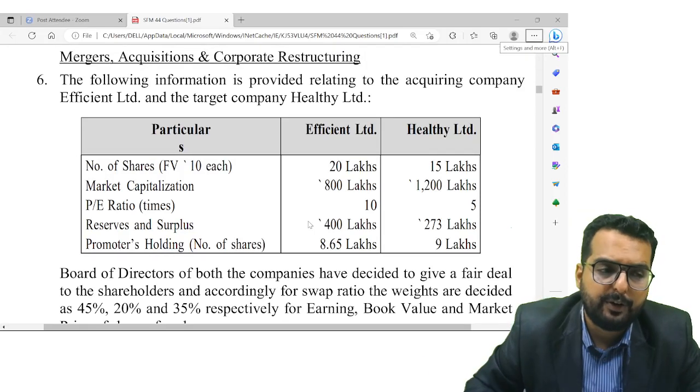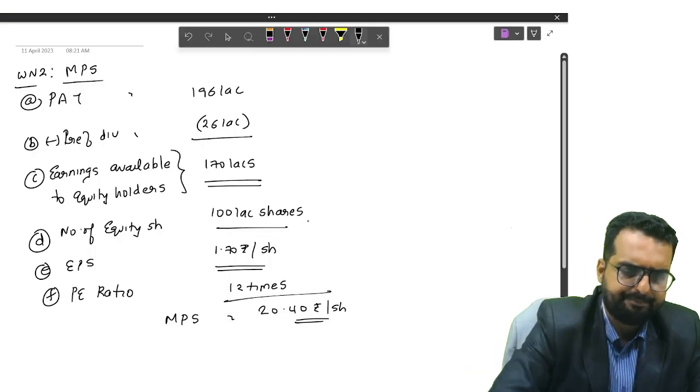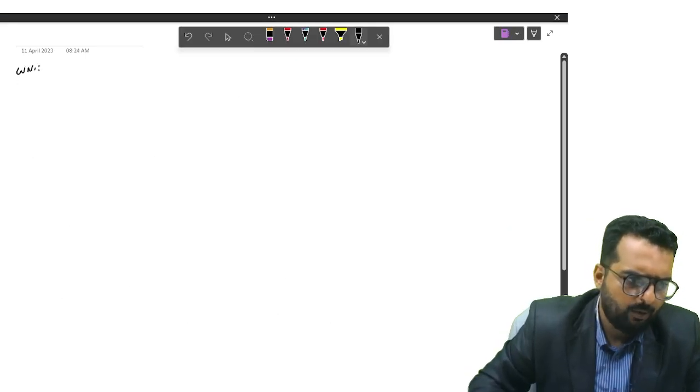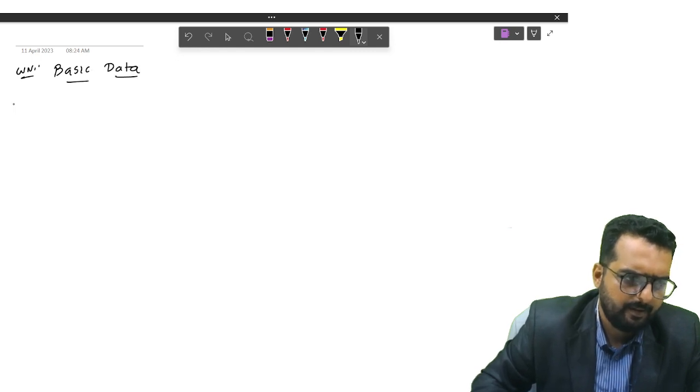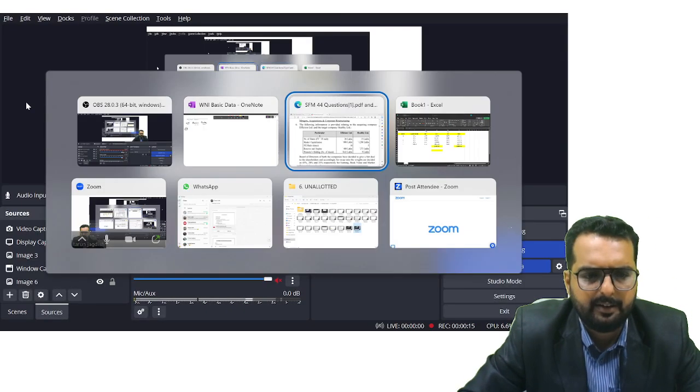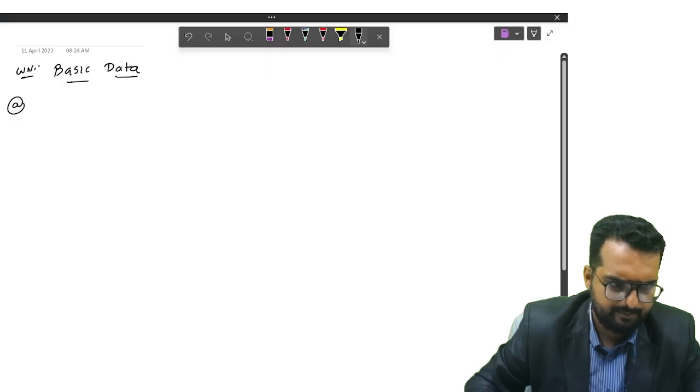All right, friends. Super 50. Question number 6. Working note number 1: basic data. Here you have two companies, Efficient and Healthy.